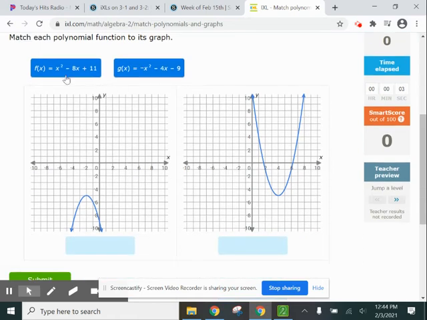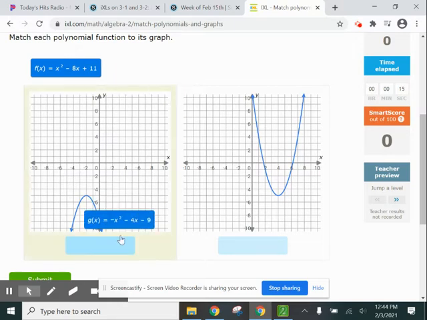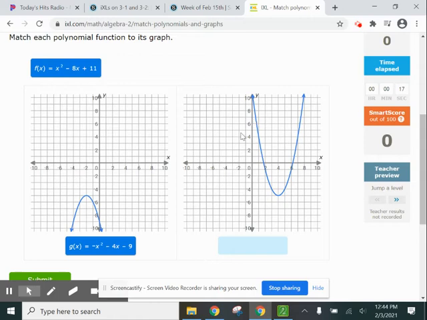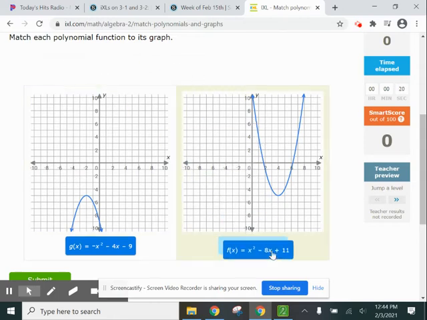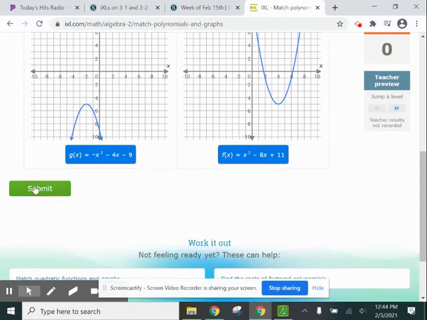So with this one, I have a positive quadratic and a negative quadratic. Well, remember, positive quadratics open up and negative quadratics open down. Well, my graph on the right opens down, so that has to be my negative. And my graph on the left opens up, so that has to be my positive. You could also type these equations into Desmos to match up to see which one is which.